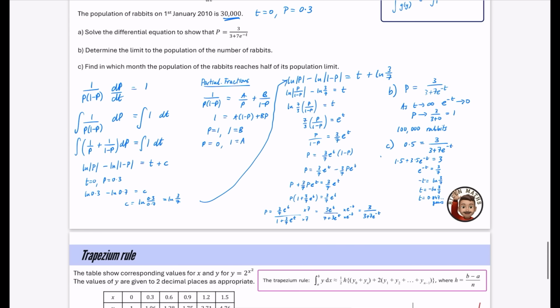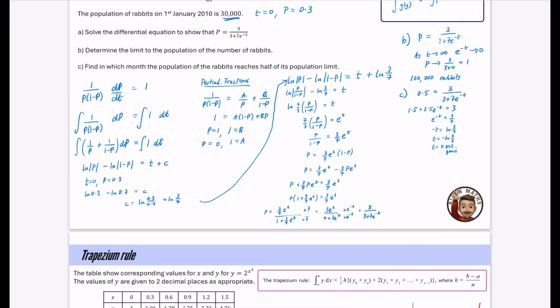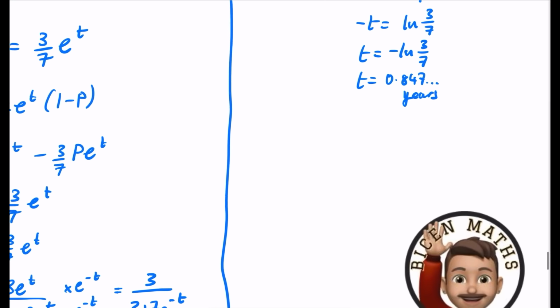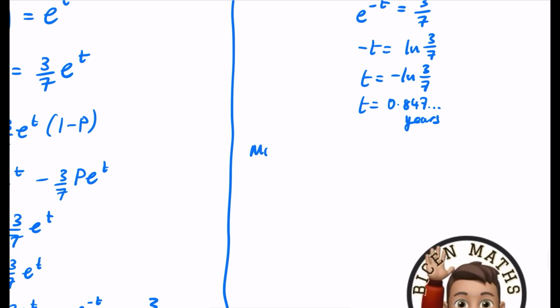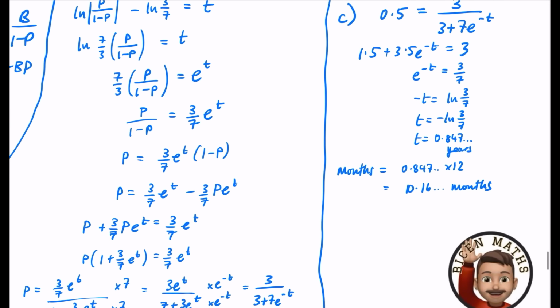So I'm still going to need to create myself some extra space. Let's do it up here, and I'll just draw a line down like this. So this many years, I'm going to convert into months. In months, it is 0.847 times 12, which is 10.16 months. Now this is the part that's kind of tricky to spot, but we're going to do it.